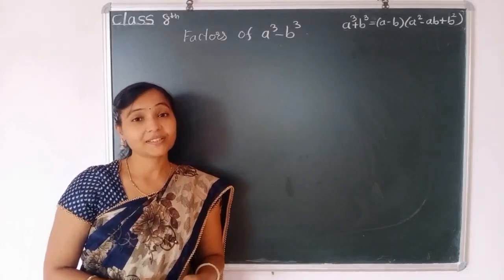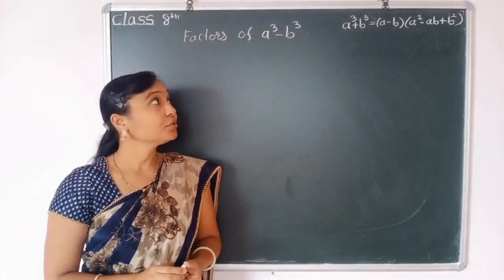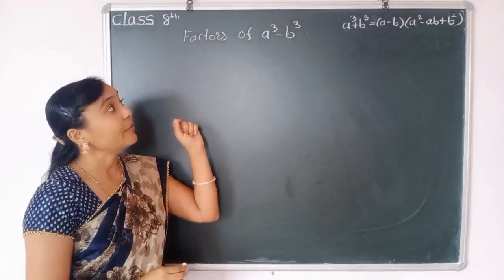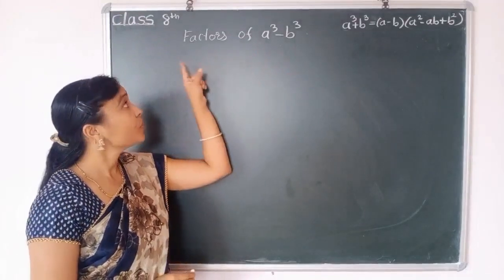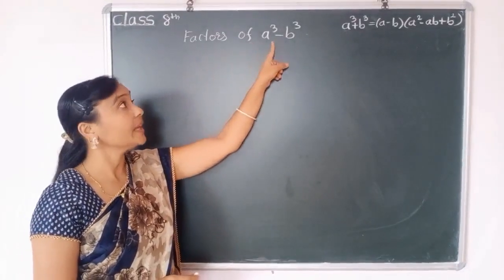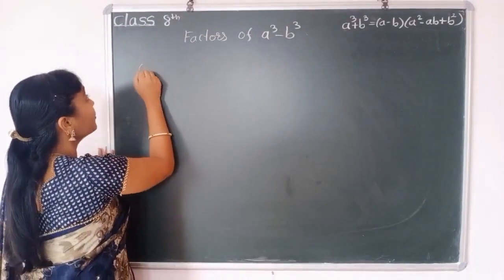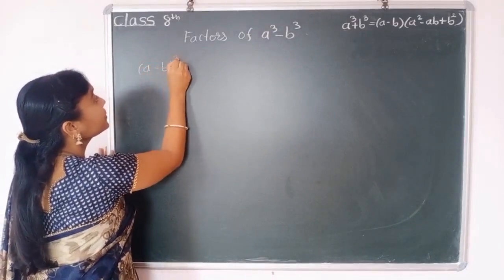Good morning students. In the previous video we saw the addition of two cubes. In this video we see the factorizing of the difference of two cubes. So how do we find the factors of a cube minus b cube? First we know the formula for (a minus b) whole cube.